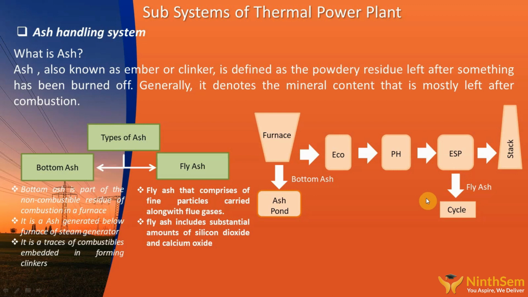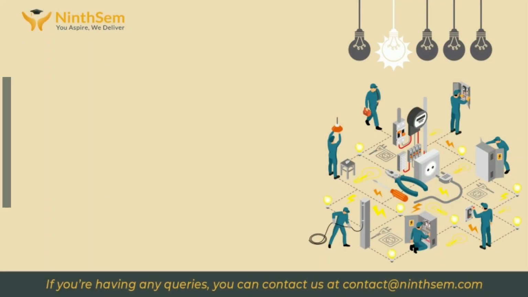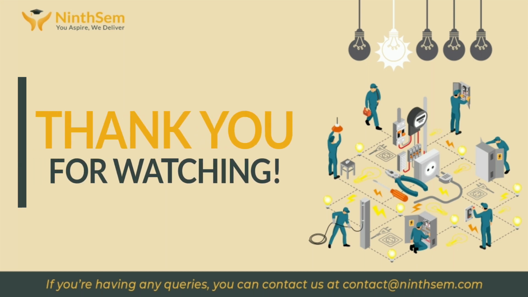So far we have discussed the ash handling system as well as the coal system. These two systems we discussed in the thermal power plant topic. Next we will discuss the feed water system, flue gas system, air system, and steam system. Please keep on. We will continue in the next lecture.